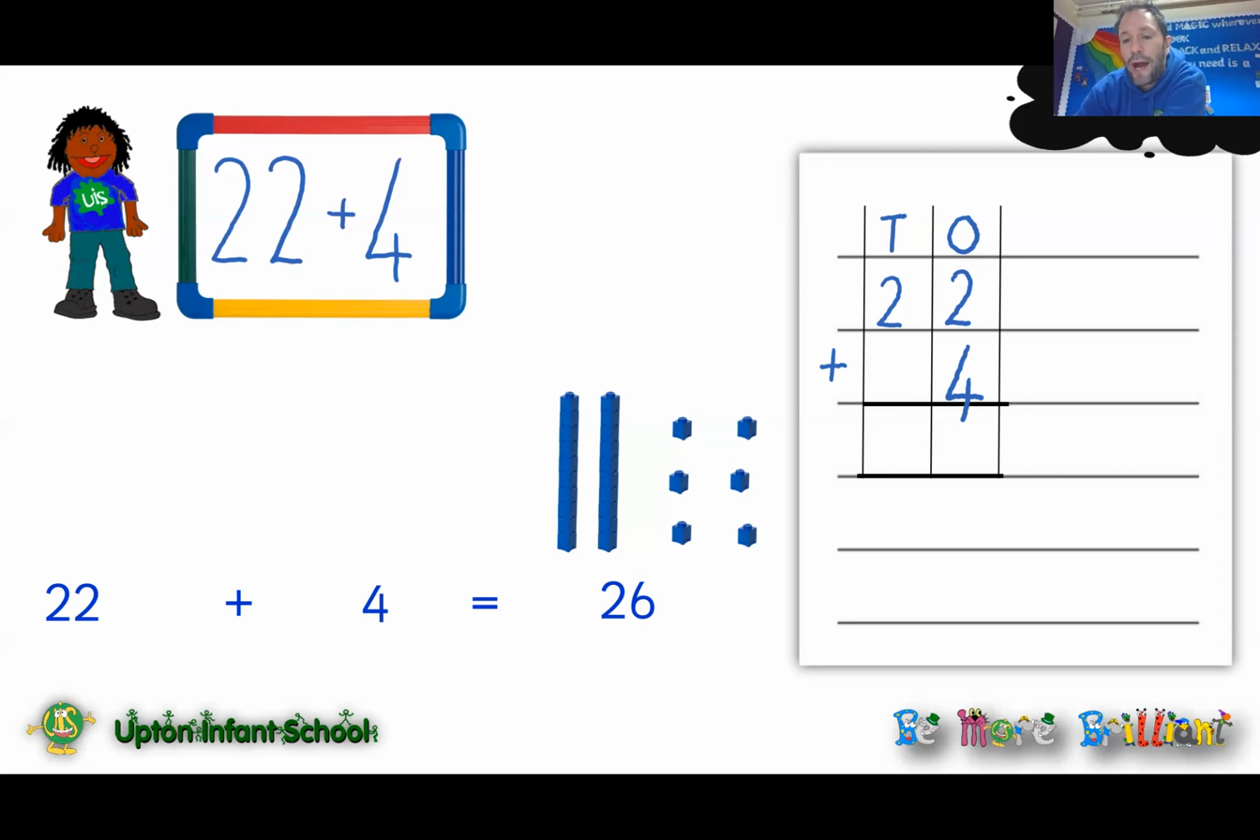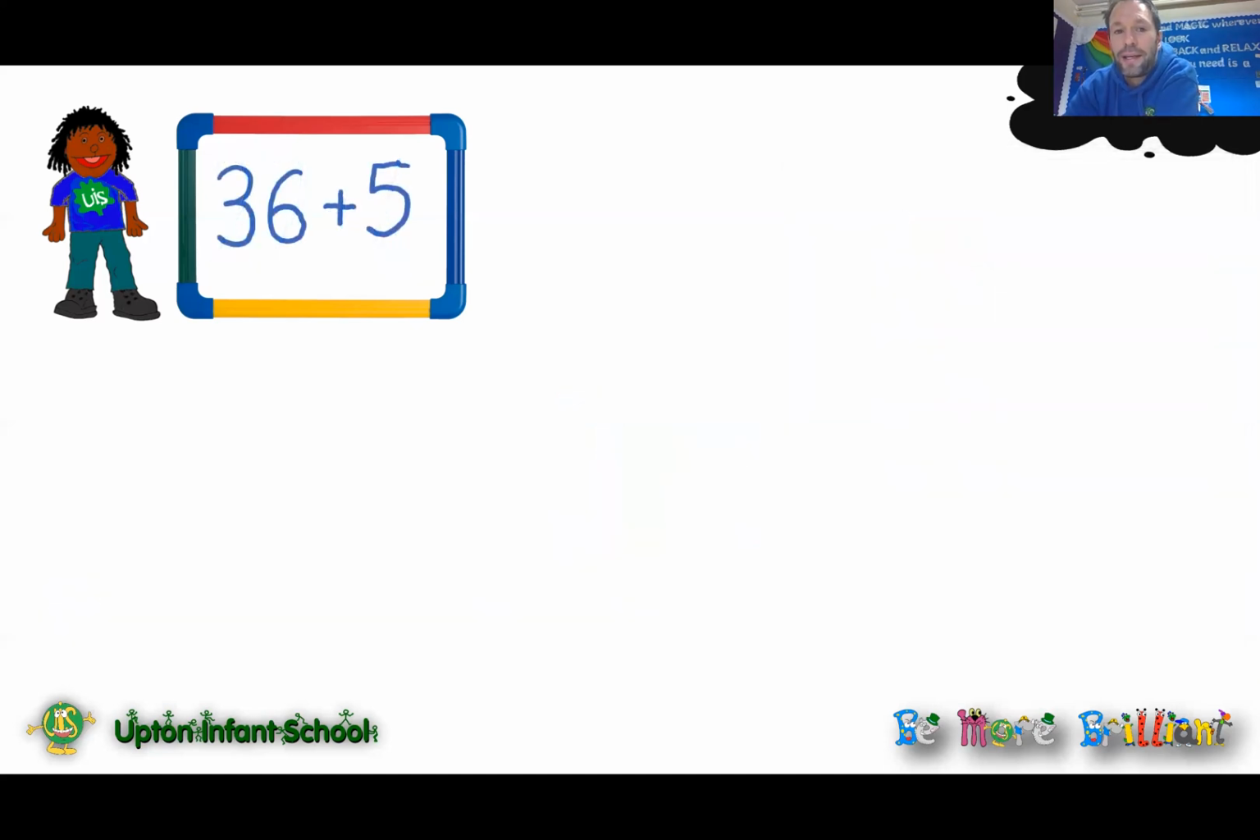And now I'm going to go down my ones column to add up. So I've got 2 and 4. 2 ones and 4 ones is 6 ones. Now I am going to go down my tens column, and I've got 2 tens, and that's it. So pop that down there. 22 add 4 is 26. Did you get on okay with that? I hope so. Well done if you did.